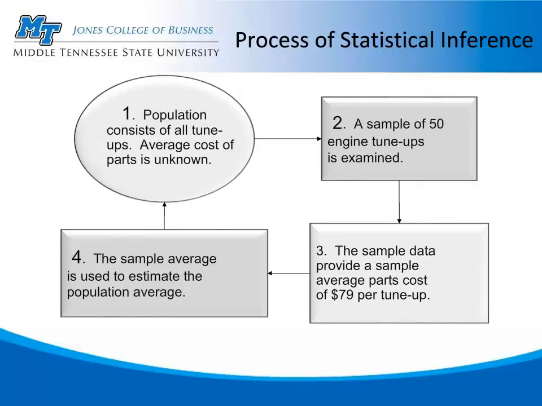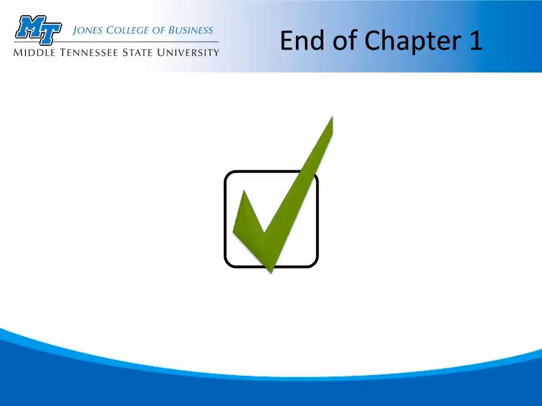This diagram illustrates the process for the little example. We don't know what the average cost is for all the parts, so we take a sample of 50. We use it to figure up a sample statistic value, and then you can use that, and we'll get into this when we get into Chapter 8, to come up with what's called a confidence interval estimate for that population value, that parameter. This concludes the material presentation for Chapter 1.